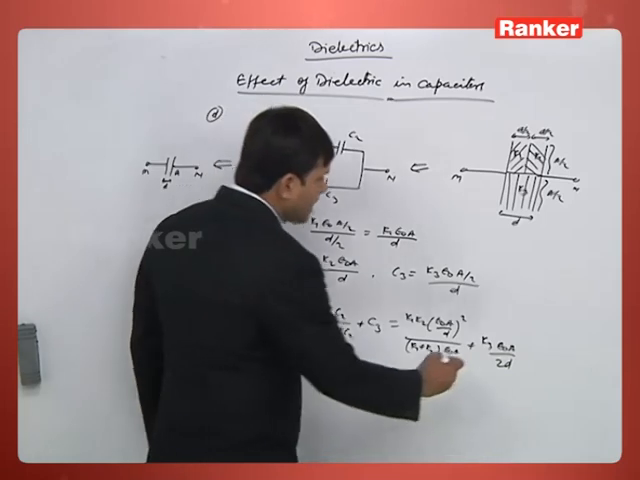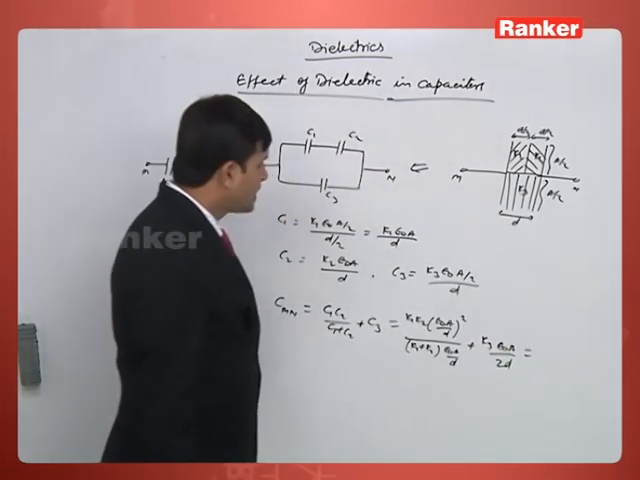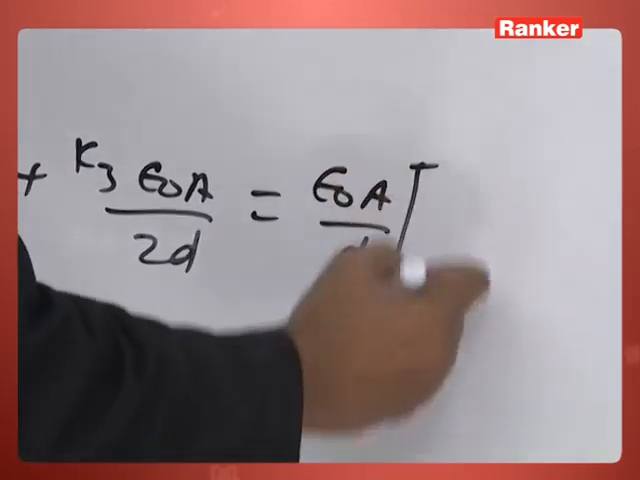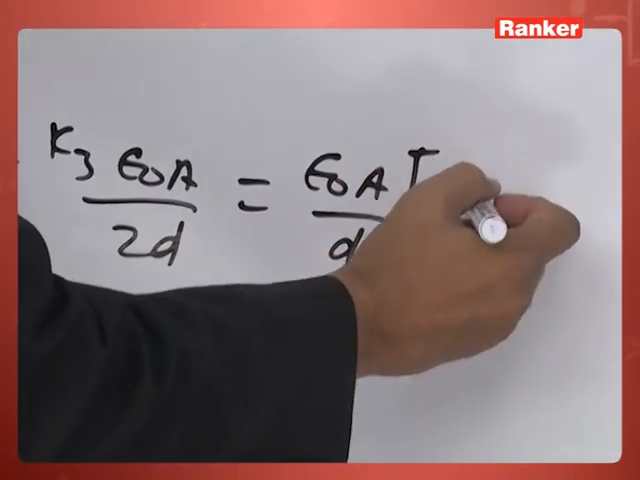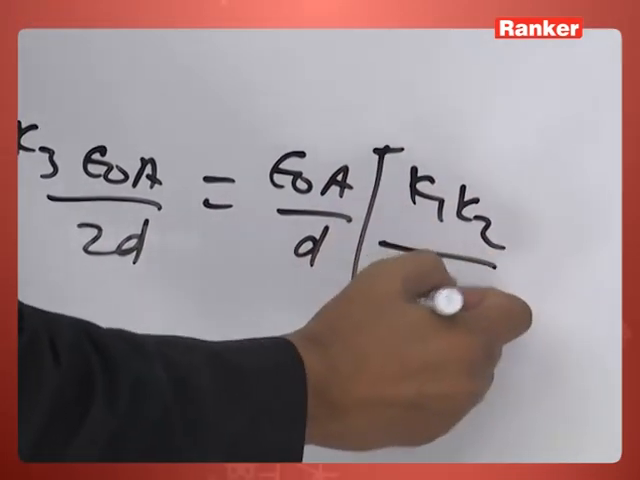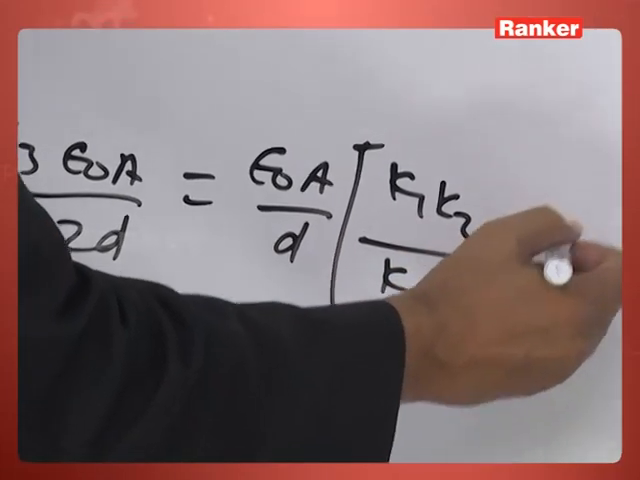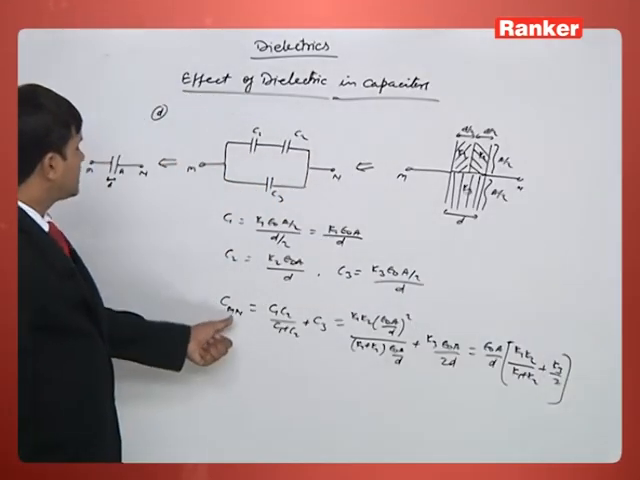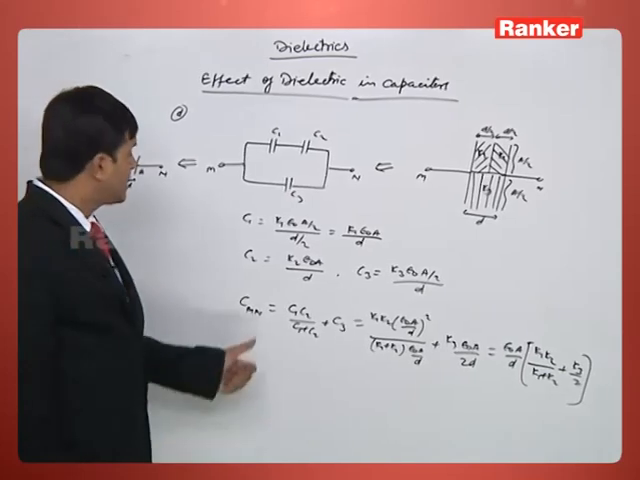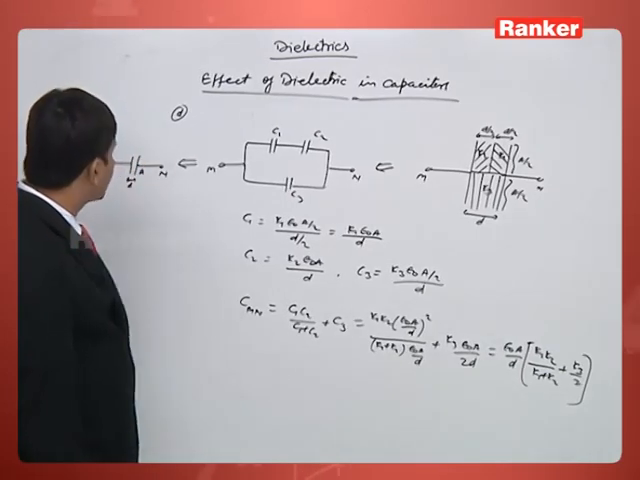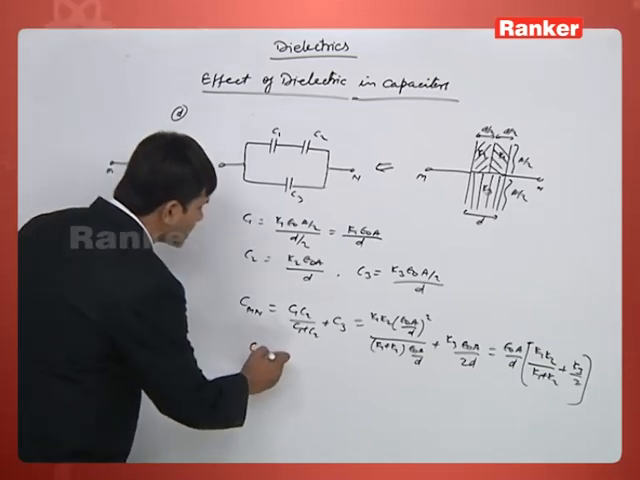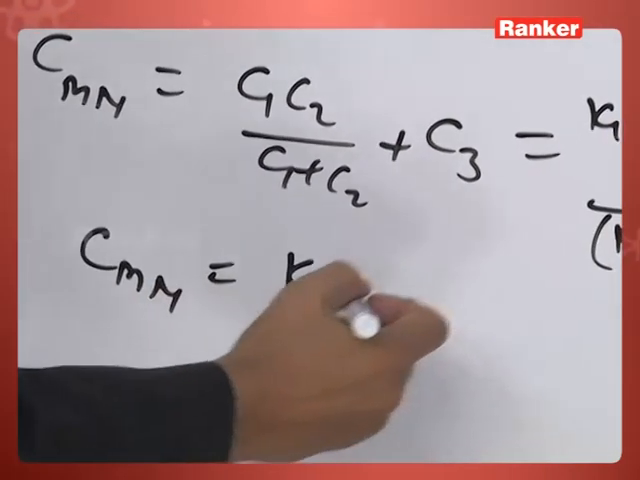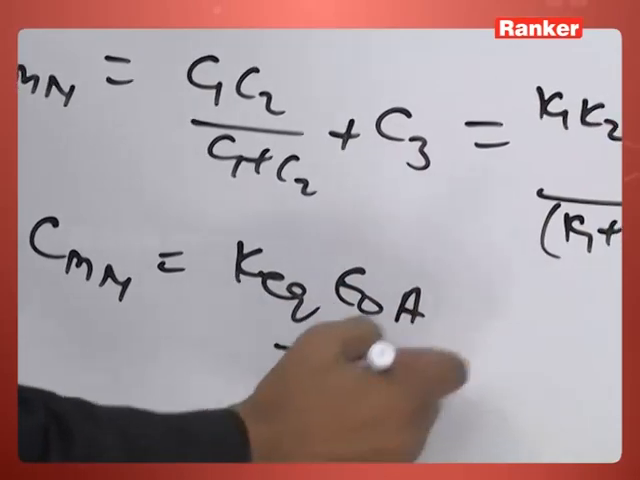Now when we are simplifying this, epsilon naught A by D we can take outside. So what is left here? That is K1 K2 by K1 plus K2, and here K3 by 2. So this is the equivalent capacitance between M and N. Now if it is replaced by a single capacitor, the Cmn can also be written as K equivalent epsilon naught A by D.